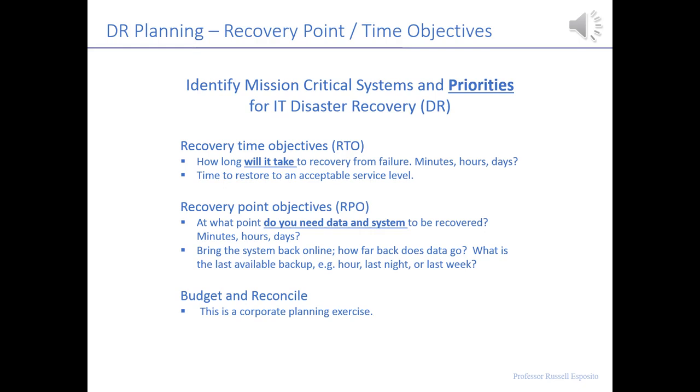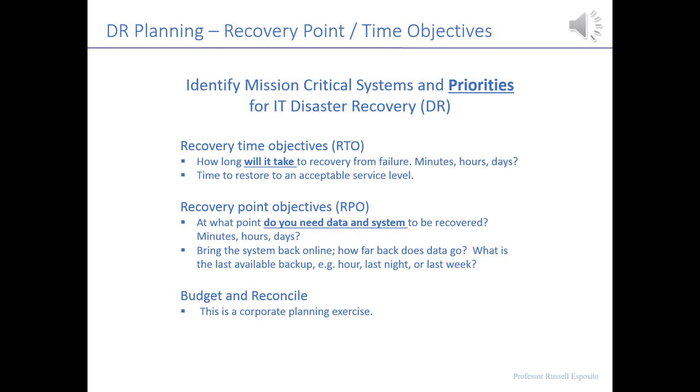So you need to do a few measurements. What's the recovery time objective? How long will it take to recover from a failure? Is it minutes if you have a hot site? And we talked about this in the physical security module, but we'll talk about this in more detail here. If you have a hot site versus a warm or a cold disaster recovery site, can you recover in minutes, hours, or days? What's the actual time that it'll take to recover these systems?